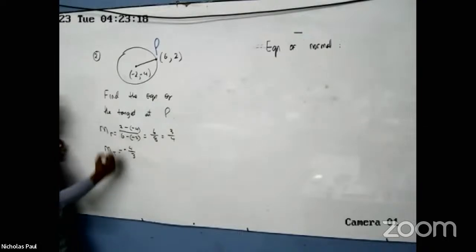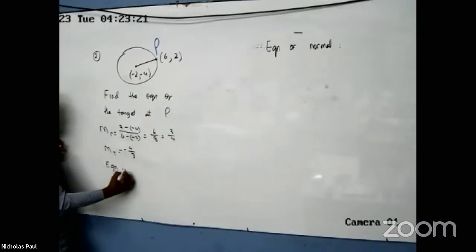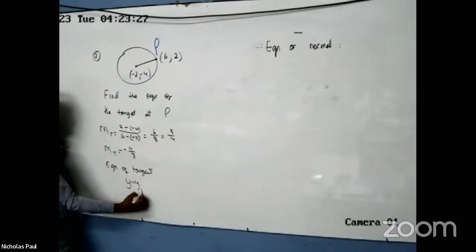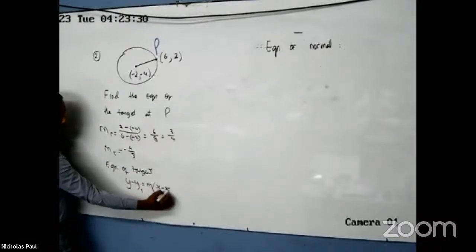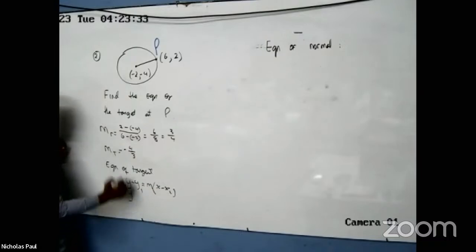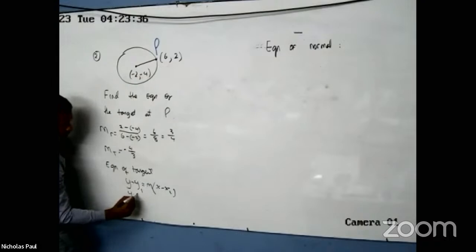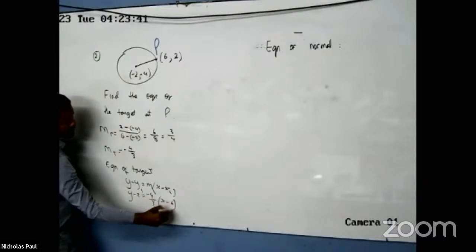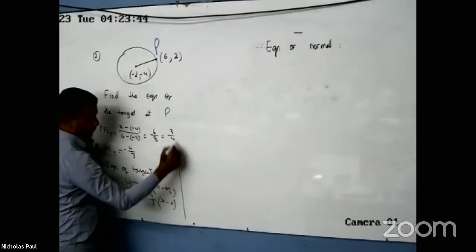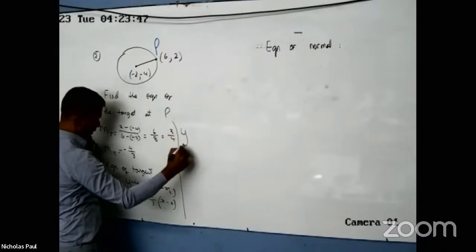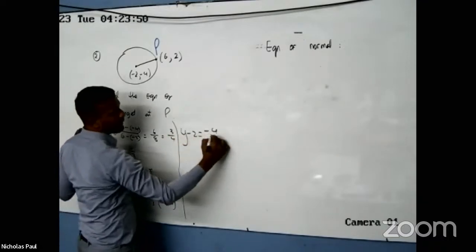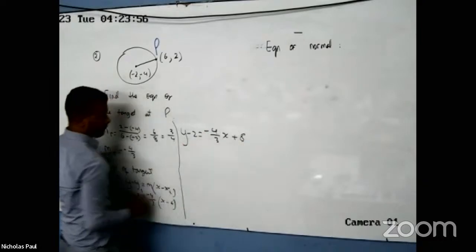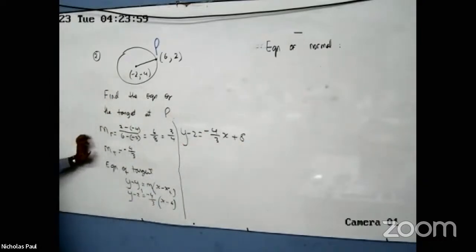Now we can get the gradient, we can get the equation of the tangent. So that'll be y minus y1 is equal to m by x minus x1, right? So that's y minus 2 is equal to negative 4 over 3 by x minus 6. So this will be y minus 2 is negative 4 over 3 x plus 3 into 6, 2. You'll get 8.